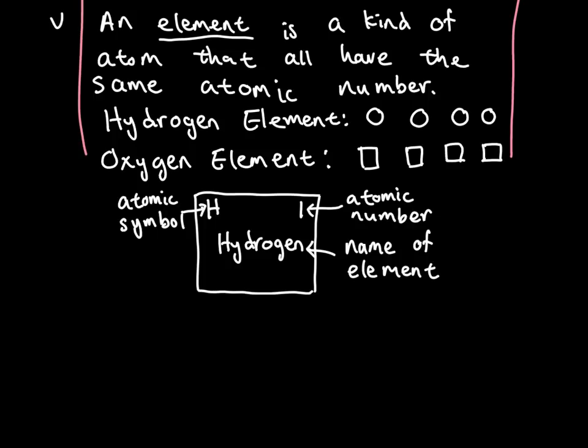So remember, we said that the elements all have the same atomic number. That means this hydrogen element, this hydrogen atom, has an atomic number of 1. So does this one, so does this one, and this one. Now can you find what the atomic number is of these atoms, of the oxygen element? If you can find the element on the periodic table, then you should be able to see the atomic number as well.